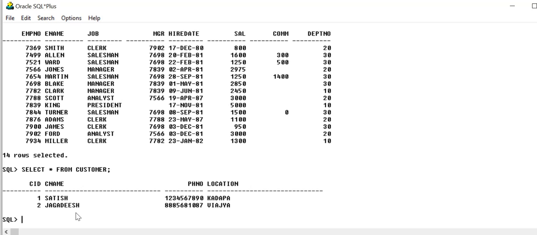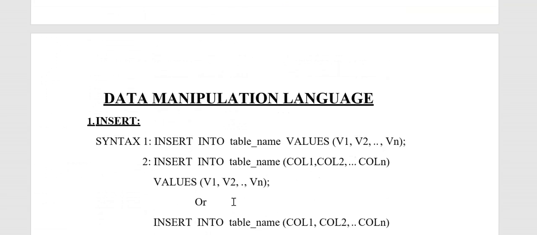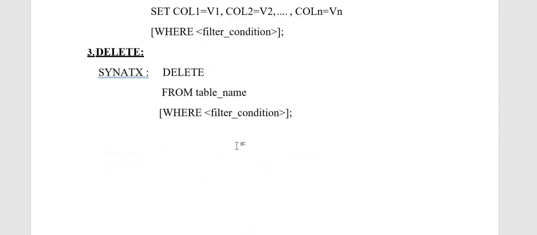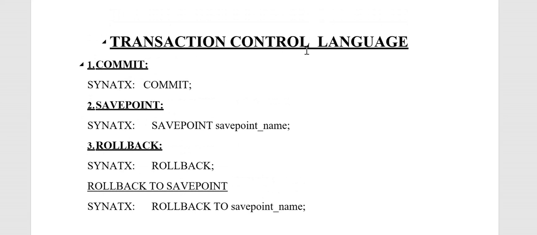So now we have performed insert, update, and delete. So finally we have to give commit and enter. So commit is completed. So that's all about data manipulation language: insert, update, and delete. Now we will discuss transaction control language. These are very simple topics only, so that's why I'm continuing with this here itself.